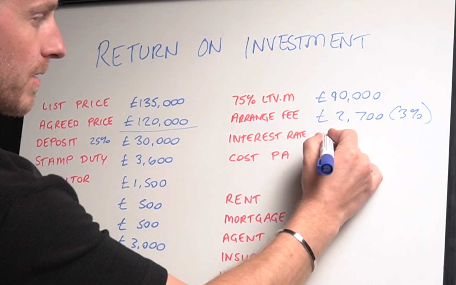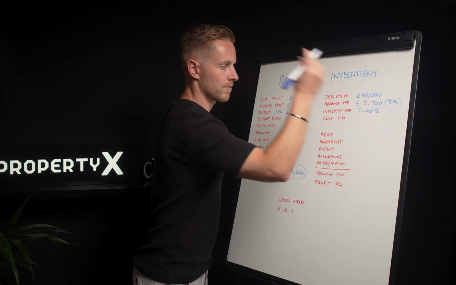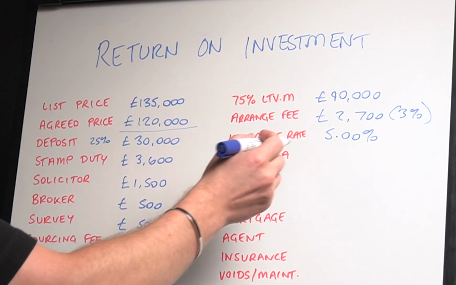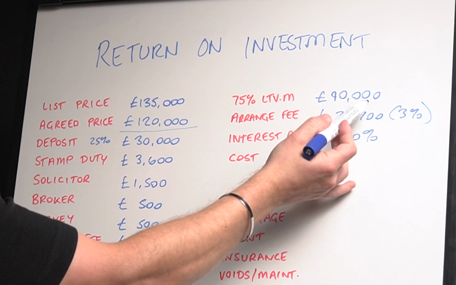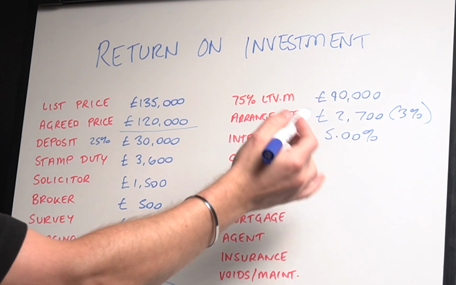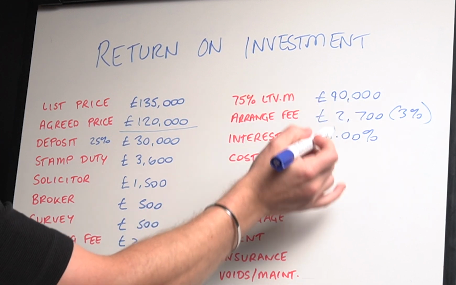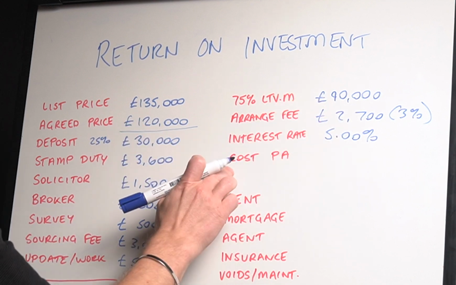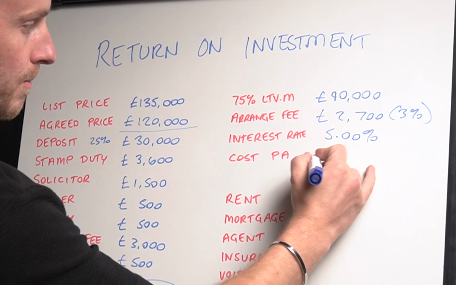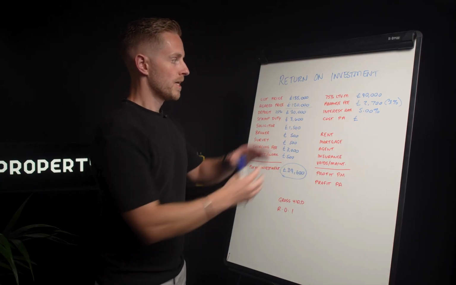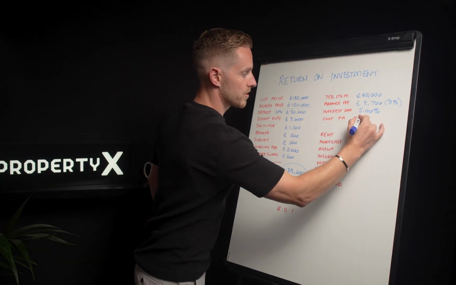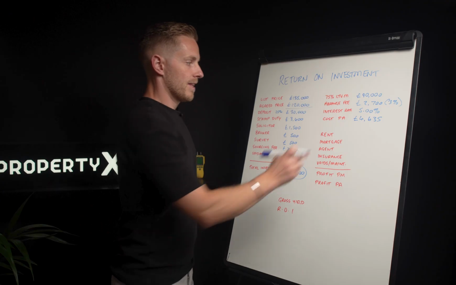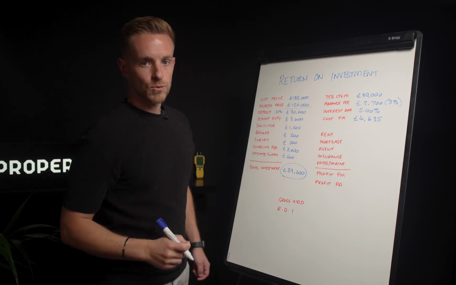And we might have an interest rate of about 5%, also reflective of the time that we're recording this. If I then work out what 5% is of 90,000 plus our arrangement fee, because that will have been added to the debt, so 5% of £92,700, that is going to give us our total costs per annum. That's how much interest we're going to be paying per annum, because this is an interest only mortgage, which is £4,635, and that is what we're going to use to work out our monthly mortgage rate.